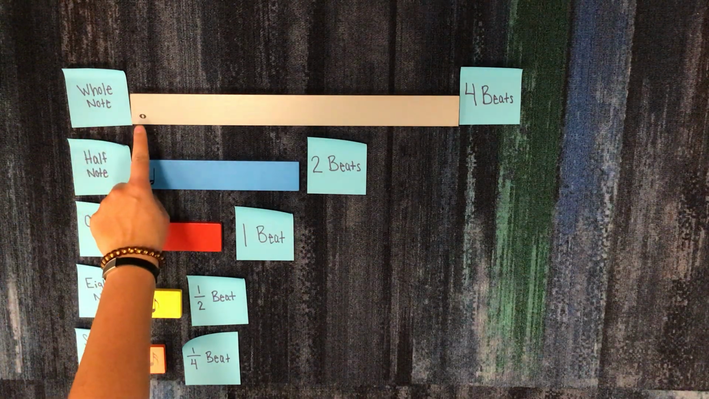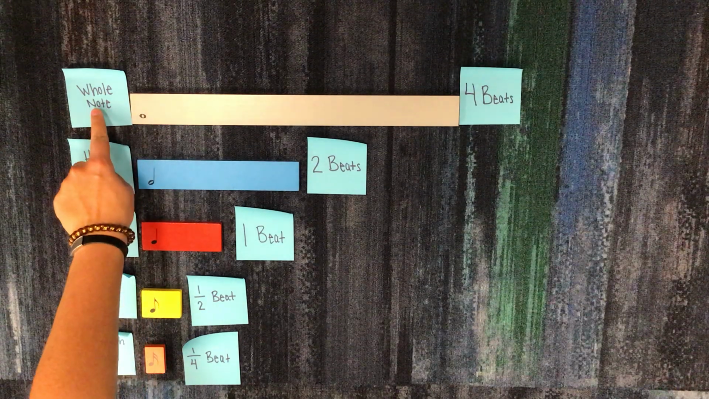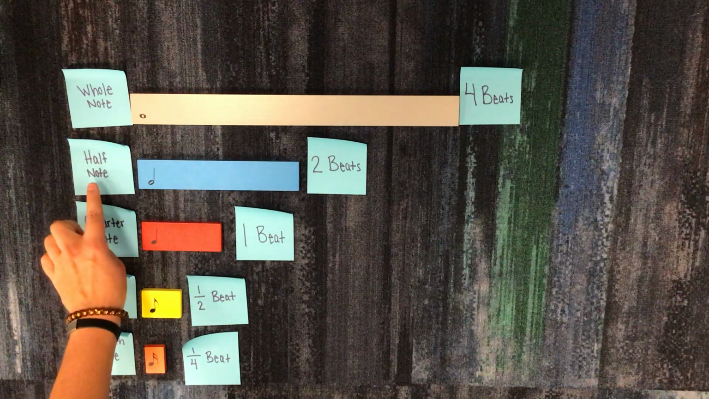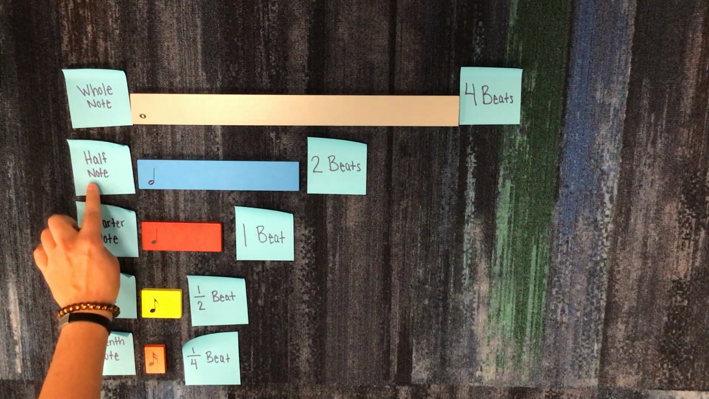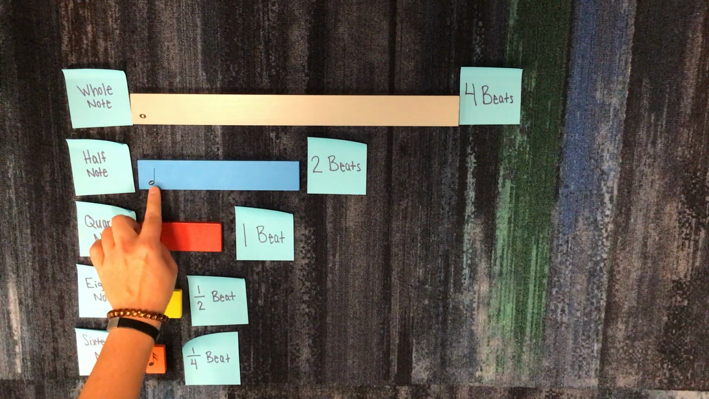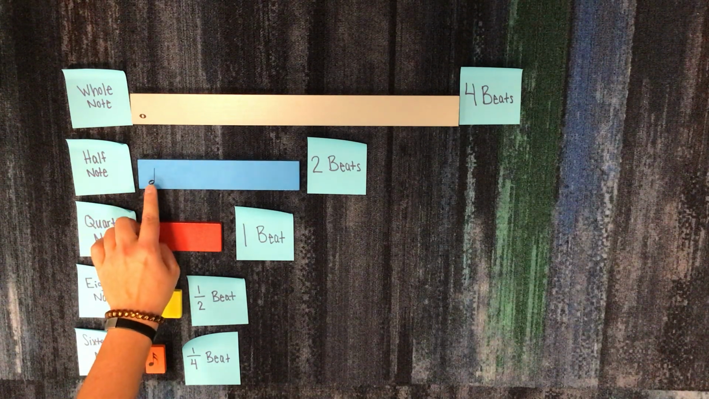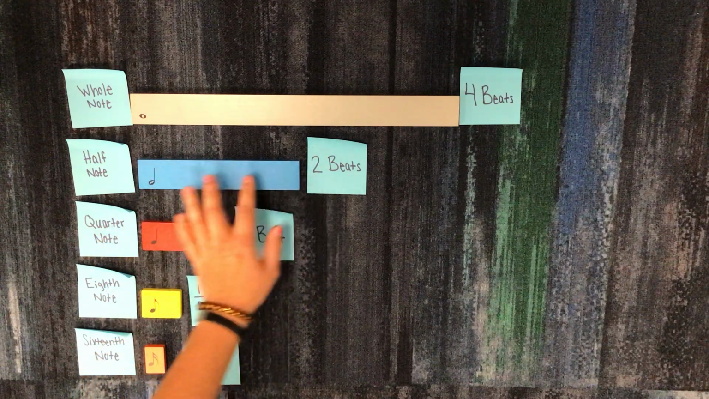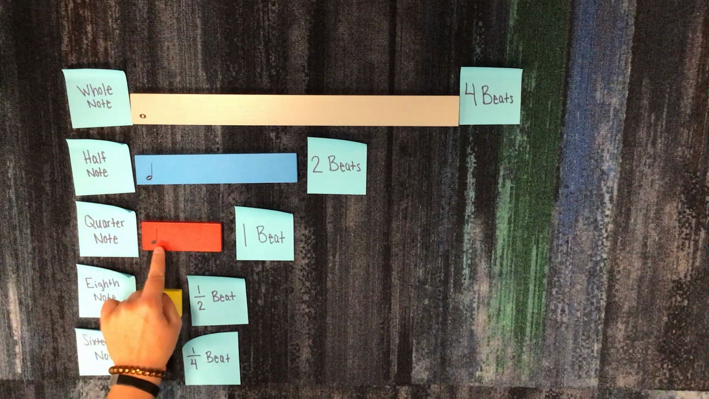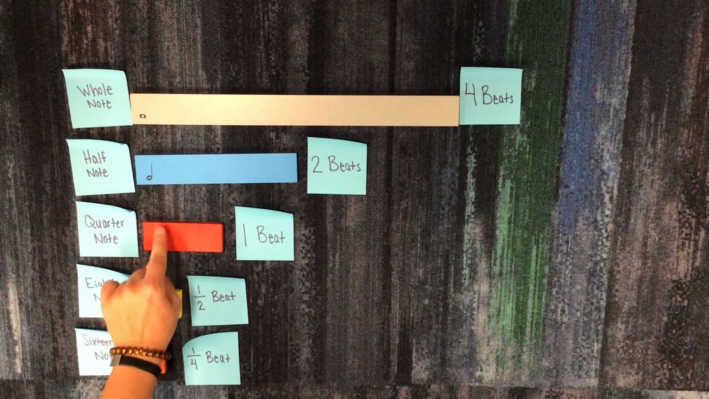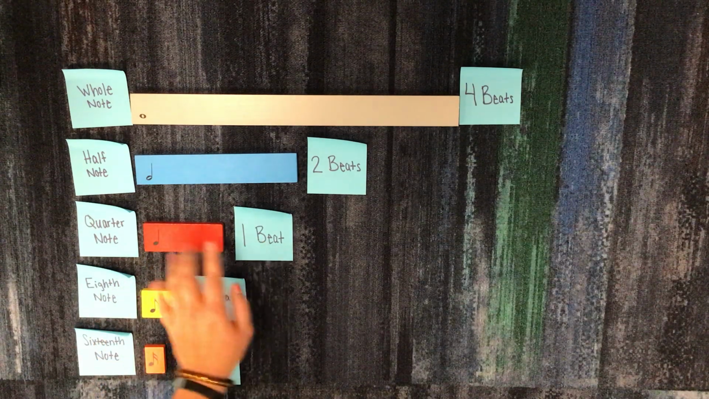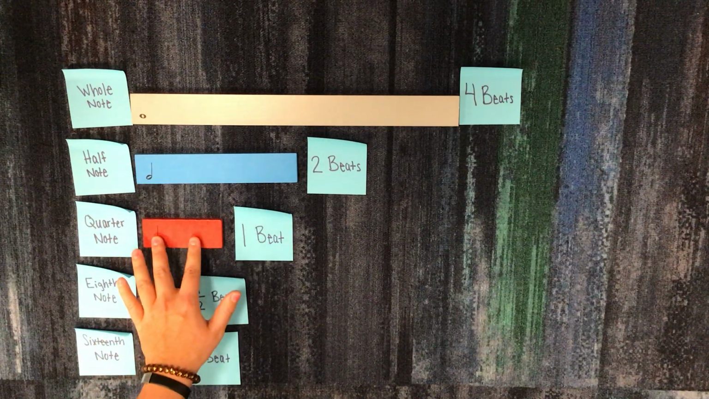To recap, remember we have our whole note. It looks like a donut. Our whole note gets 4 beats. That's our longest note. After that, we have our half note, which has a stem, and the note head is not filled in. Notice that. The note head is not filled in. It is half the length of the whole note, so it gets 2 beats. Next, we have our quarter note, and this one has a stem, and the note head is filled in, and that gets 1 beat because it's half the length of a half note.